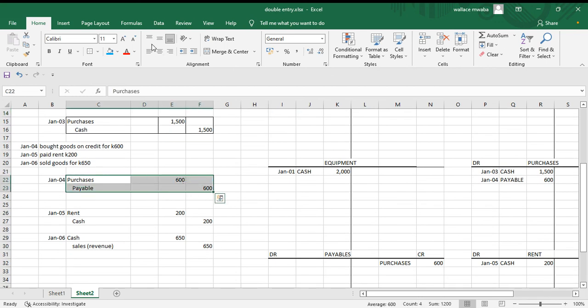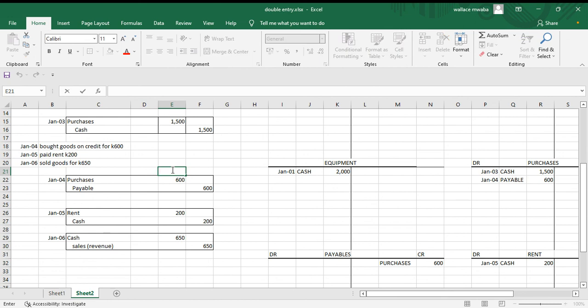Our journal entries, remember, the one which is debited comes first. Always the one which is debited is put on top, and then the one credited is put below.